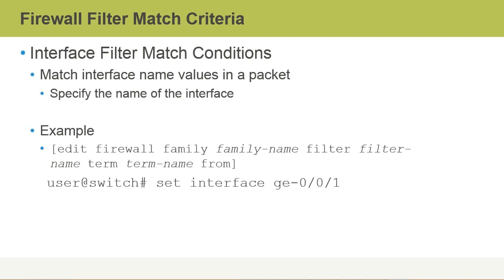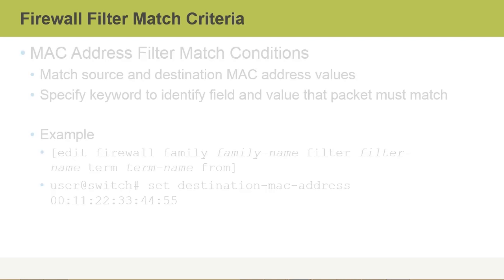Another example of a match condition is known as an interface filter match condition, where we match the interface name or the value of that interface name in a packet itself. So we could use the set interface command to specify a match condition using an interface filter.